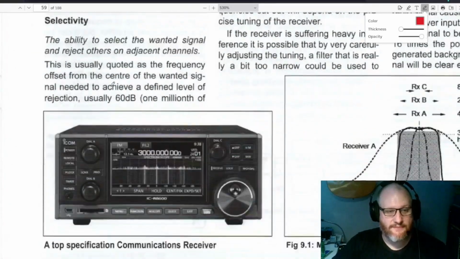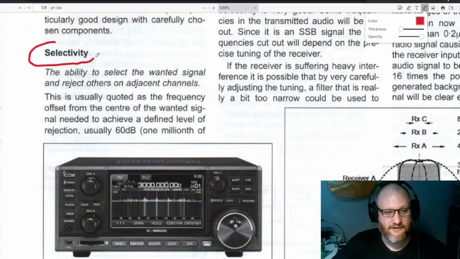Now selectivity is about what the receiver can reject, and I'm not talking about rejecting things that we want to listen to. That would make for a very bad receiver, but it's about rejecting things that we're not trying to listen to. For example, I could be sat on the 20 meter band listening to some really rare DX coming in from the other side of the world, and if somebody then started calling CQ, say 5 or 6 kilohertz up from me, I want my radio to be able to reject that person calling CQ and allow me to still hear what I'm listening to.